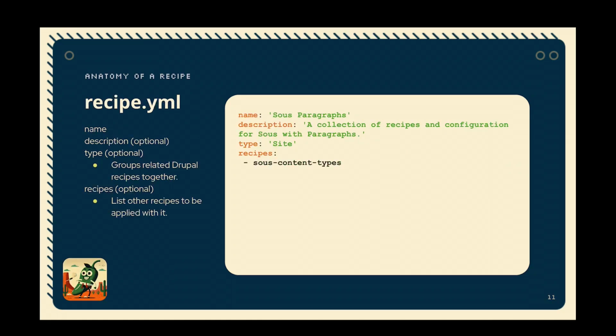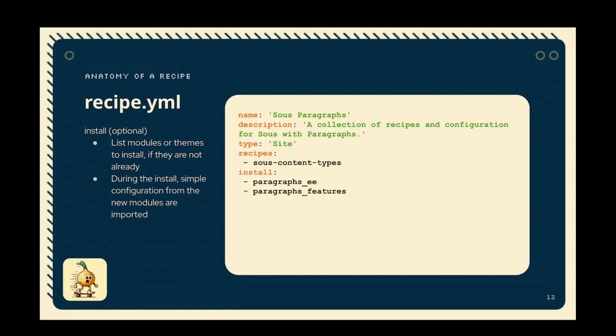The recipe.yaml file has these top elements that are pretty similar again to what you would see for an info.yaml in a module. So things like name, description, type. But then now we start to get into some of the elements that are really specific to recipes. You can specify one or more recipes optionally that you want to be applied at the start of this recipe being applied. You can also specify particular modules or themes that you want to be installed in order for your recipe to apply. In this case, we've got a couple of different paragraphs related modules that we want to get installed.